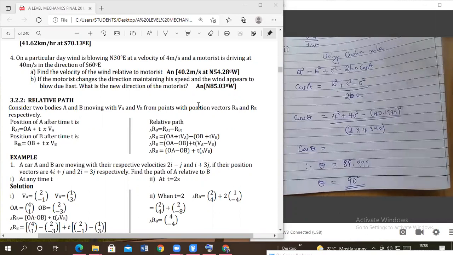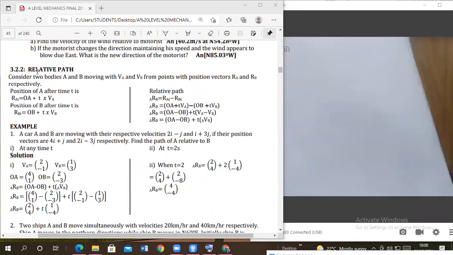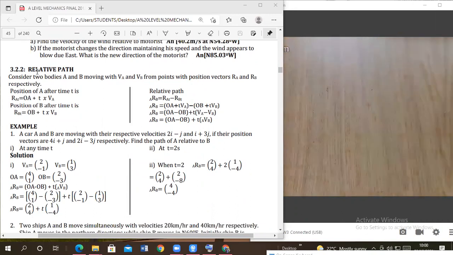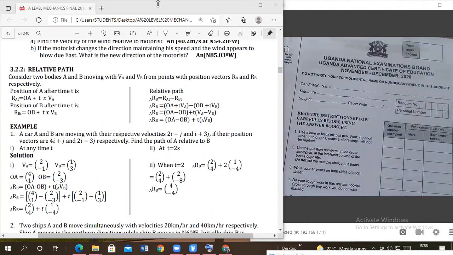That was that. So now let's look at what we have prepared today, relative path. But I believe Stephen and Jackie, are we together now? Yes, teacher. All right. So let's look at relative path.